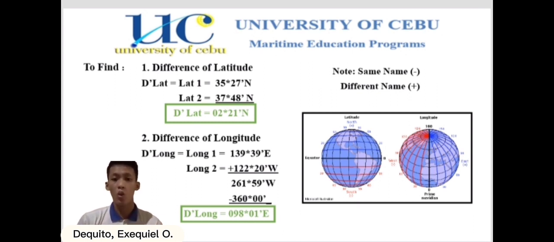So 261 degrees minus 360 degrees is equivalent to 98.1 minutes east. That would be the final answer. Dlong is 0 degrees 98.1 minutes east.